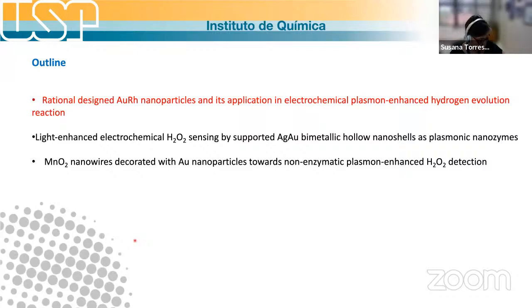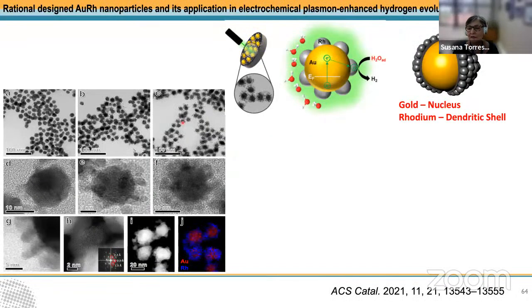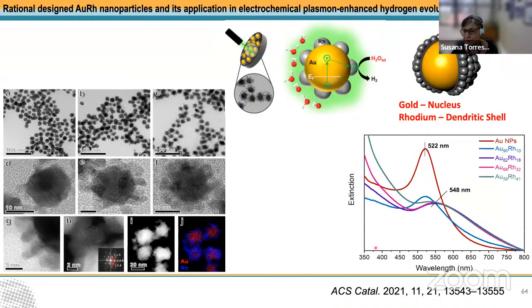I'm going to show you rapidly three cases, for example. These kinds of nanoparticles are a gold nucleus with a rhodium dendritic shell. So you have here, for example, the characterization. And you can see that we can change the amount of rhodium that you put here.